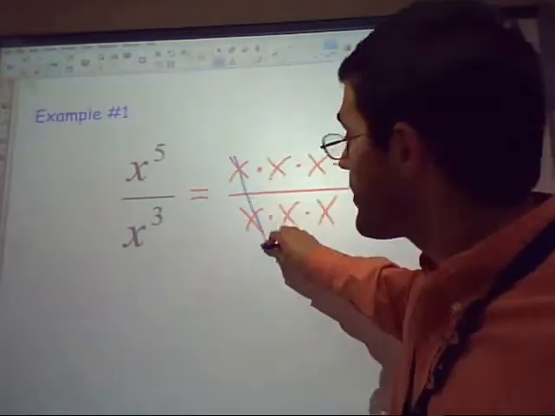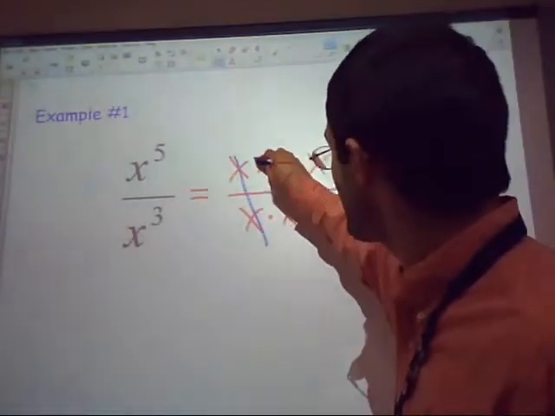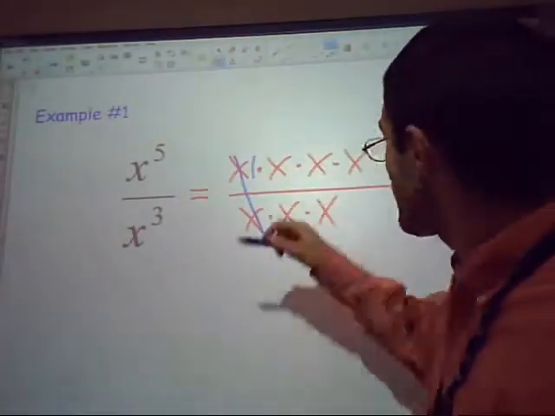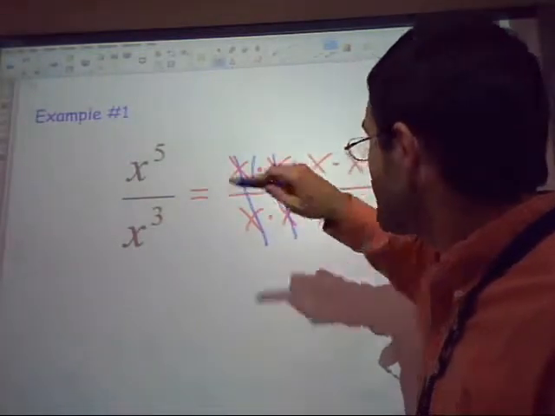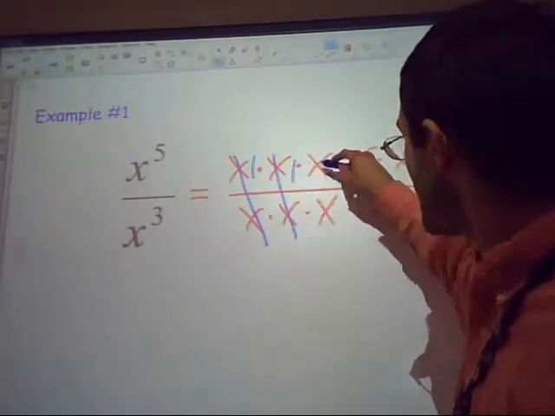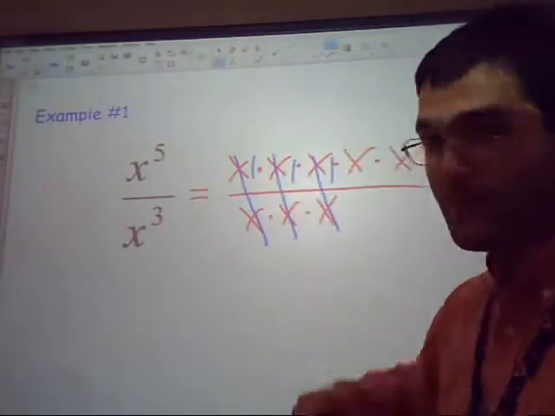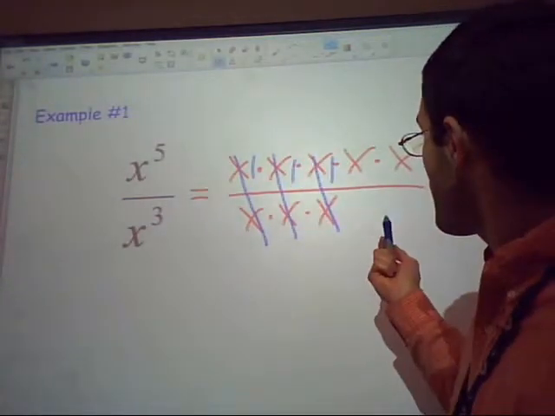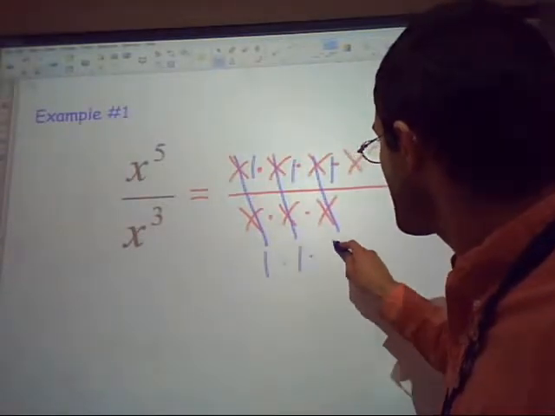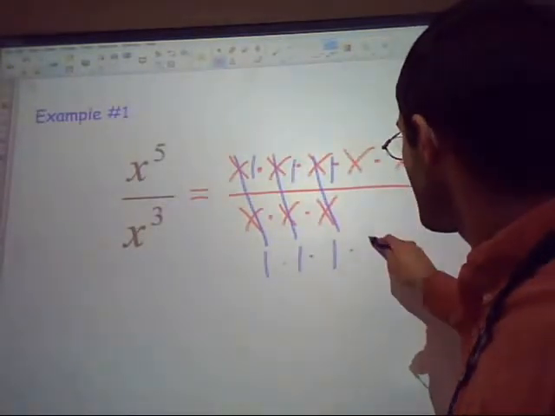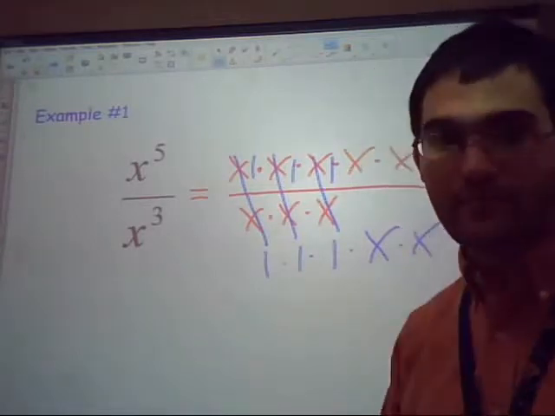So I can cross that out and rewrite it as simply 1. And then x divided by x again is going to equal 1. And then this x divided by this x also equals 1. So what we have left now is 1 times 1 times 1. Let me write this out. 1 times 1 times 1 times x times x.